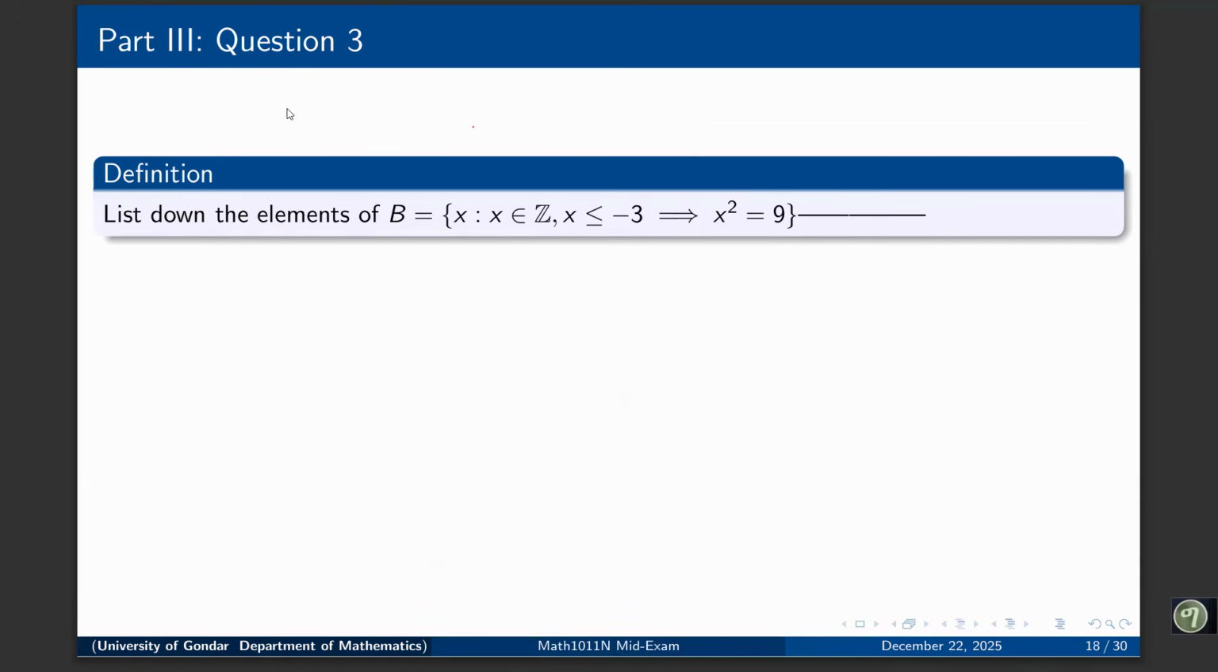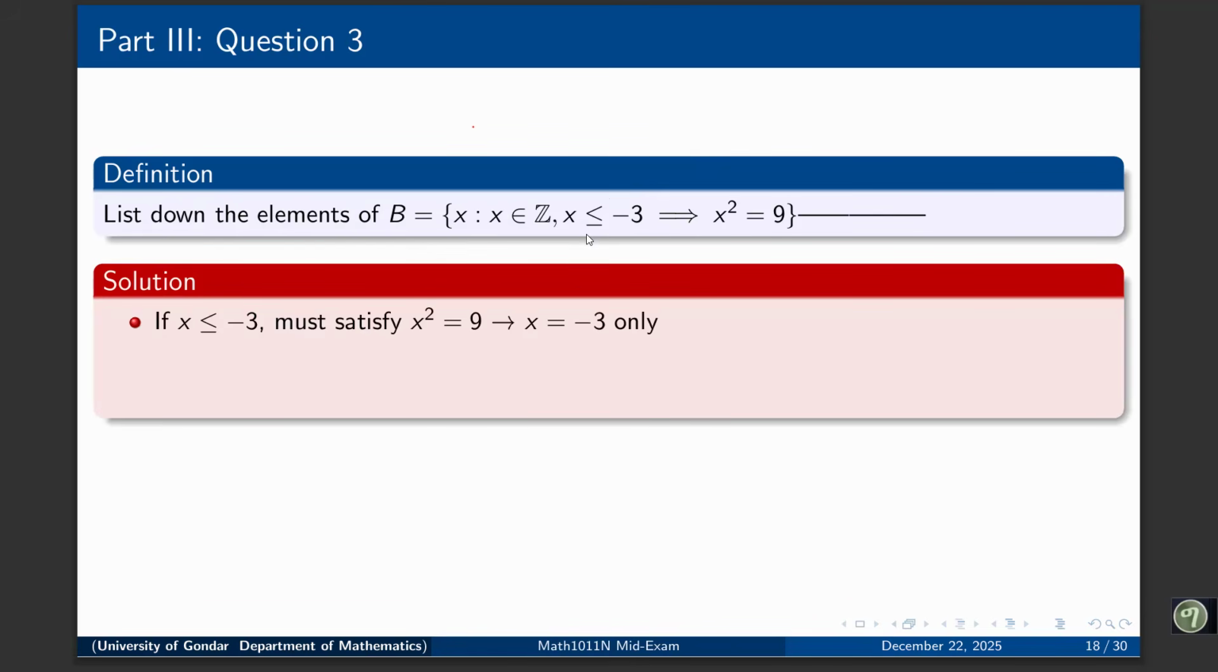The next question is question number 3. It says, list down the elements of B containing the set of all x such that x is an element of Z, x less than or equal to minus 3 implies x squared is equal to 9. We are asked just to list the elements of the set, that simply set B containing this one, that is the solution set of this set. So the solution could be: if x is less than or equal to minus 3.